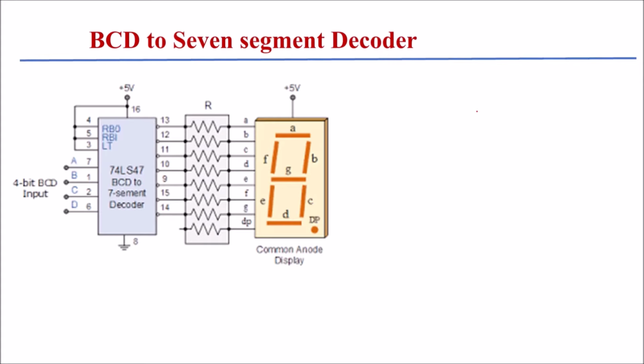Now instead of directly giving 7 segment code to a common cathode or common anode display, we can use the ICs which are available to convert a BCD input into 7 segment code. So there is no need to manually find the 7 segment code for the digits 0 to 9. We can use an IC. As an example, here this IC is shown.